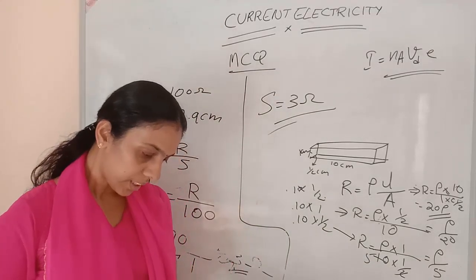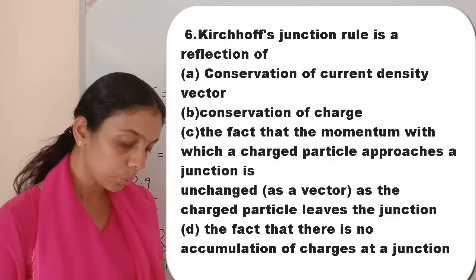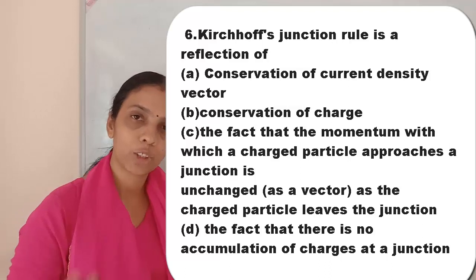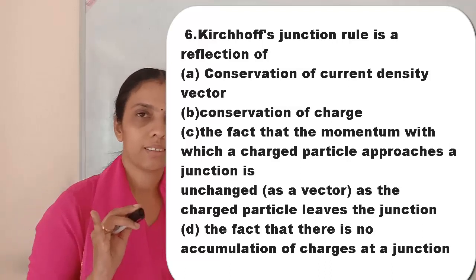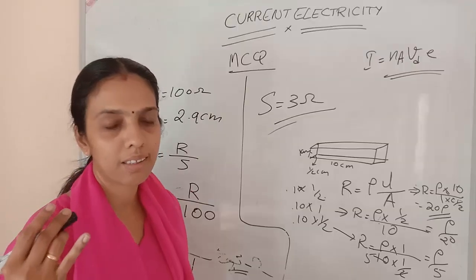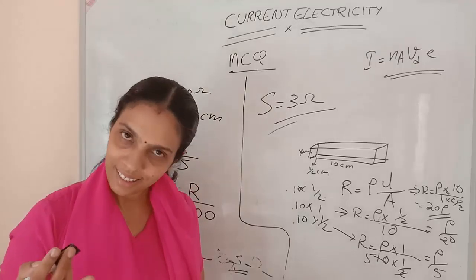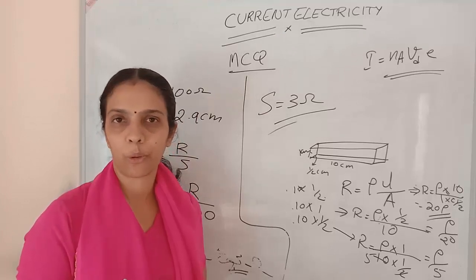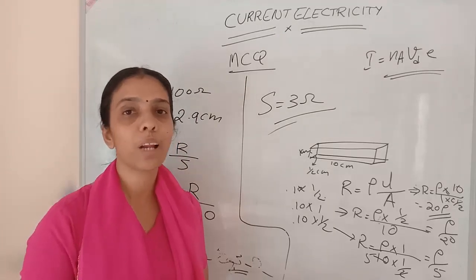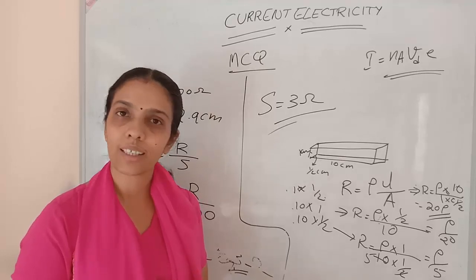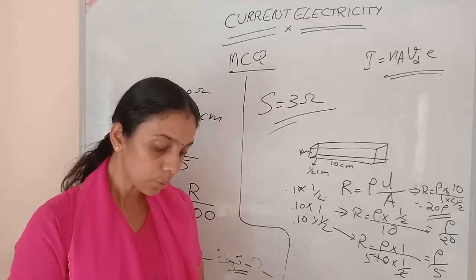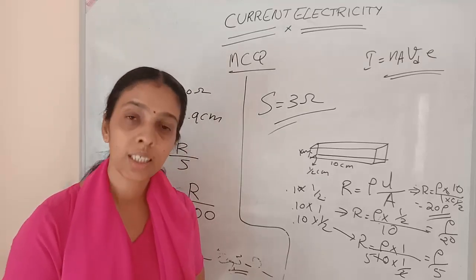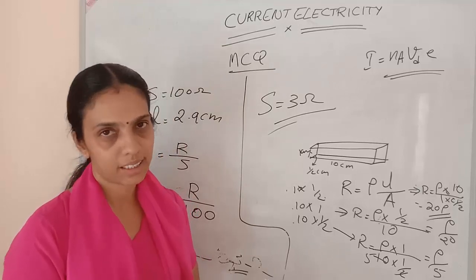The next one is, Kirchhoff's junction rule is a reflection of. We already saw Kirchhoff's laws, the junction rule and loop rule, and what these two are conveying. It is a conservation of charge, and charge is not accumulating at one point. Kirchhoff's junction rule is a reflection of conservation of charge, and charge is not accumulating at the points.